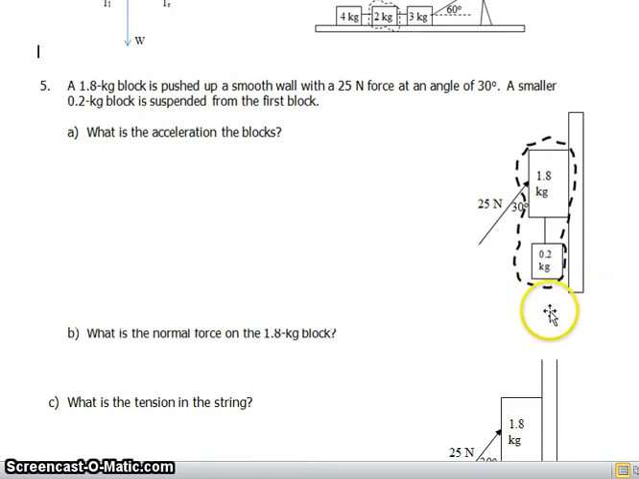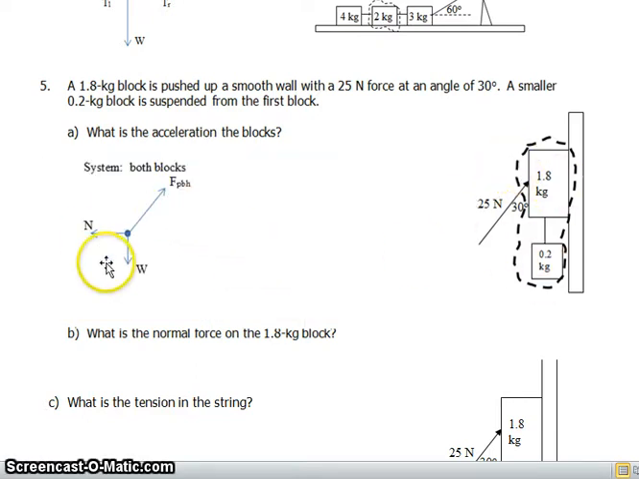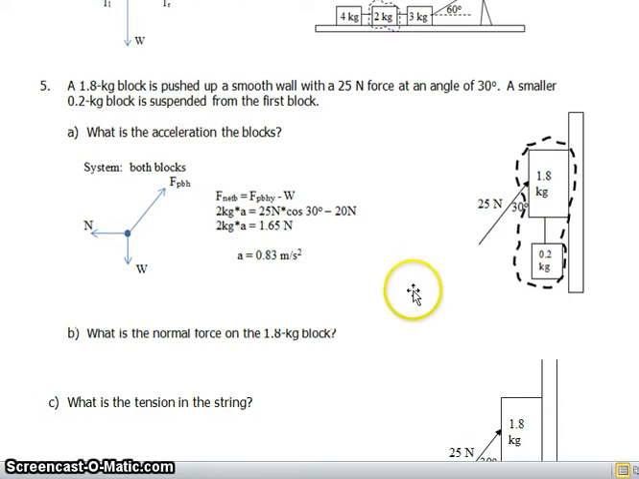Number 5. For this, we're trying to figure out the acceleration of the blocks. So my system is going to be both blocks, and this would be the free body diagram for it. For this, the net force would be equal to the y component of the force that's at an angle minus the weight. Plug into this, F net is equal to 2 times a because it's a total mass of 2 kilograms. The y component's given by the cosine of 30 degrees times 25 newtons, and then minus the weight of 20 newtons. And finally solving, we get the acceleration to be 0.83 meters per second each second.